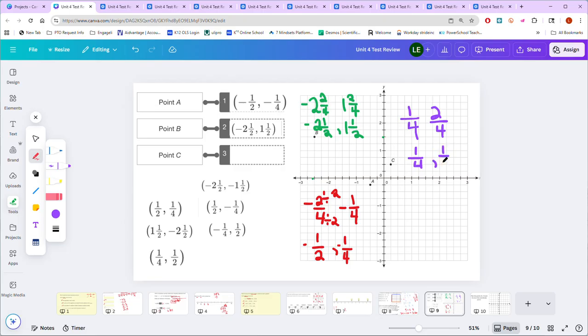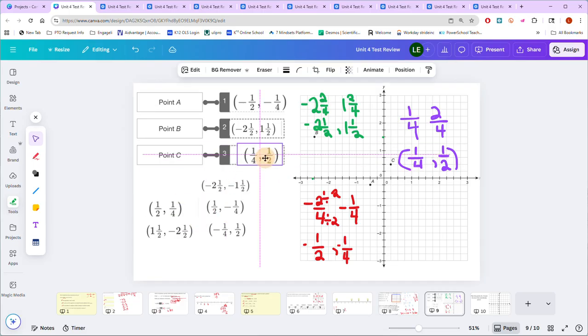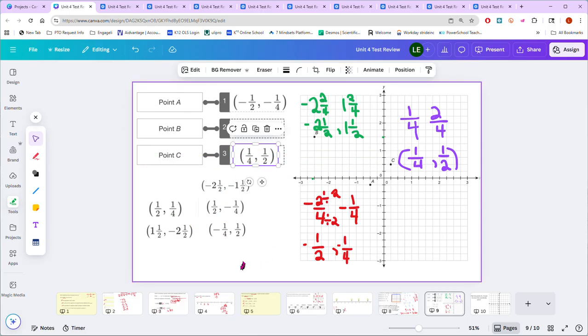And I know it's going to be both positive numbers. Should probably put those there. So 1/4 and 1/2. And I find that one right here. And that would go there.